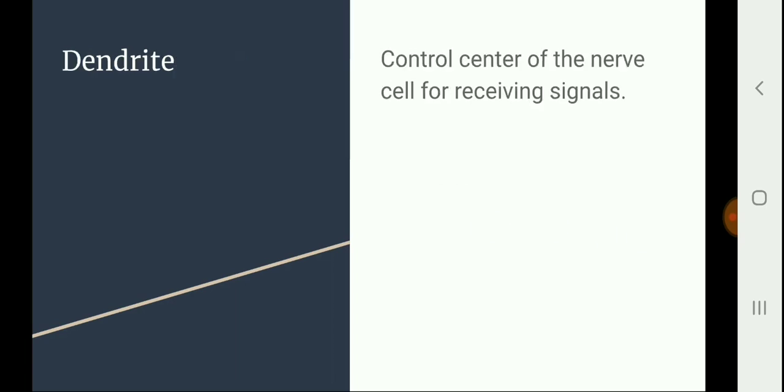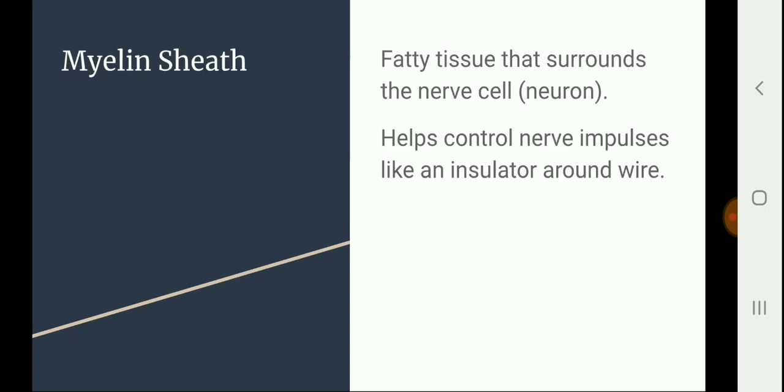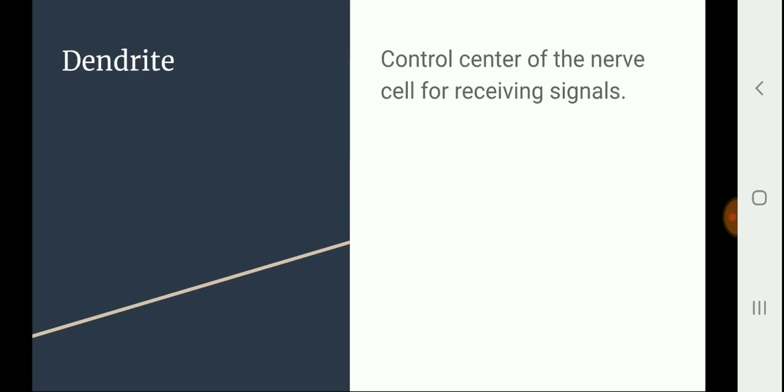Moving on. Dendrite. Let's refer to this as the control center of the nerve cell for receiving signals. So our dendrite, if we were to continue that wire analogy, at the end of a wire, let's say to any of your devices, you need to plug it in somewhere to get that electric impulse to go through it. So that's what the dendrite is. It's the plug-in, the prongs at the end of the wire that we would plug into the wall to make sure that it receives the signals of where it's supposed to go.